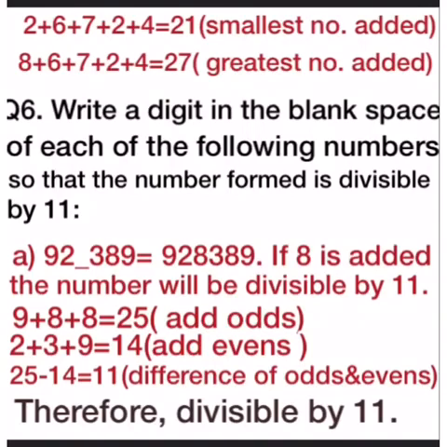To check, just see, we are adding the odds 9 plus 8 plus 8, it gives 25, and the evens 2 plus 3 plus 9 give 14, and their difference is 11. So hereby we can conclude that the number 9,28,389, made by adding 8, is divisible by 11.